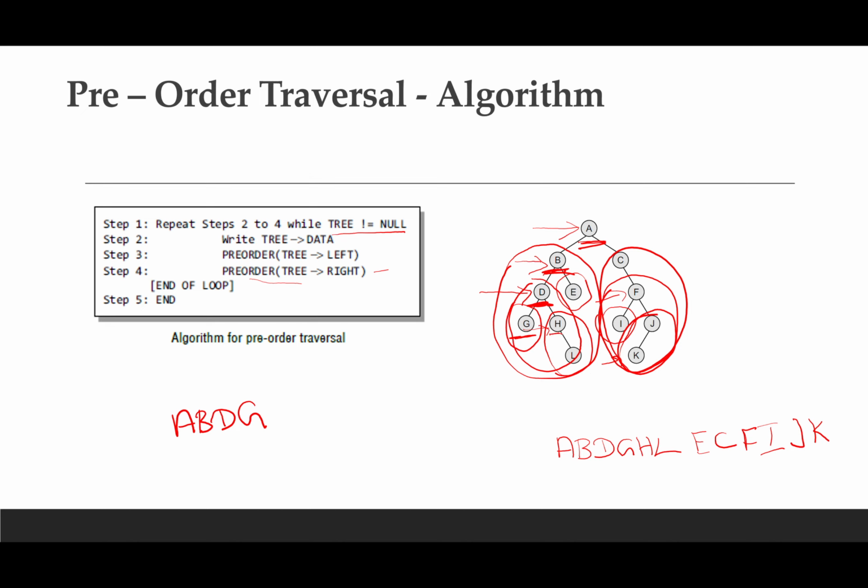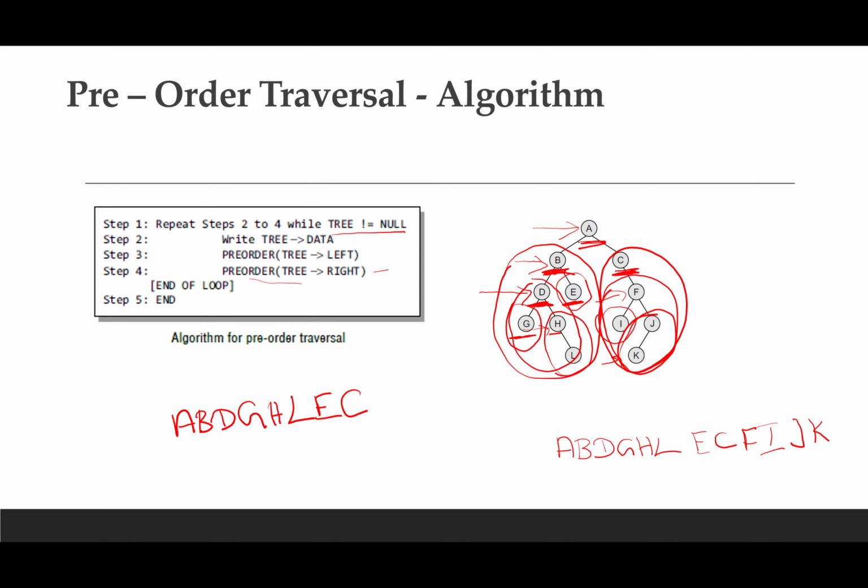In the right subtree, what is the child? H. And we have to check the H left subtree. It doesn't have a left subtree. So the right one is L. Then for D we have written. Then B's right subtree. What is the right subtree? It is E. Then there is no more child. Then we have to go for the right child. What is the right child for A? It is C.